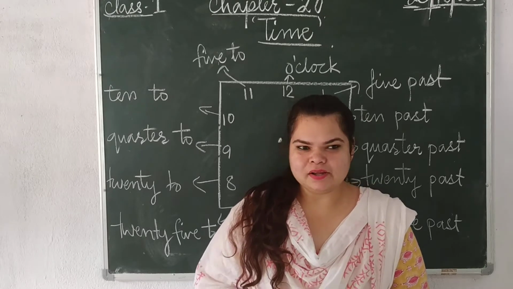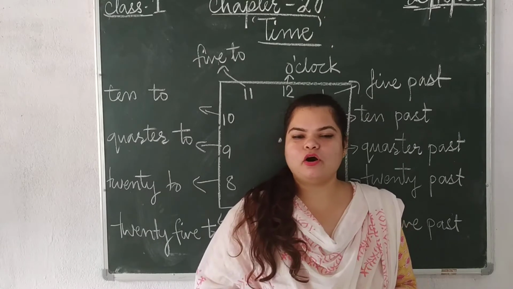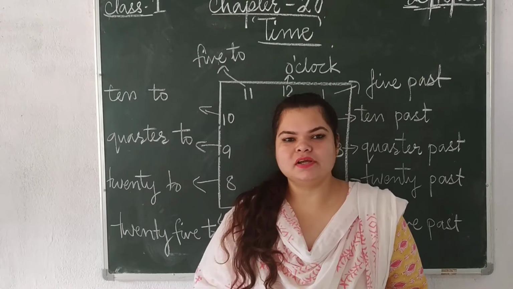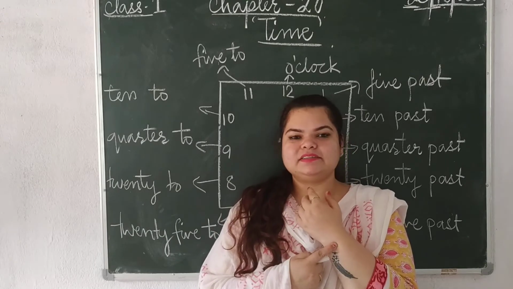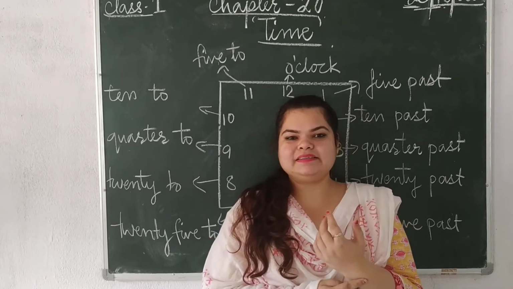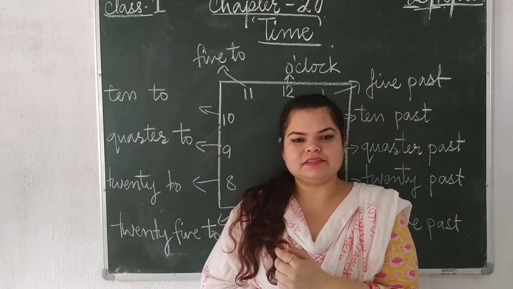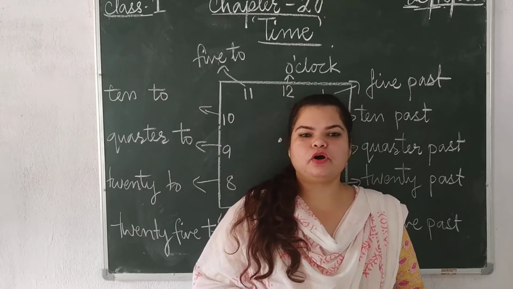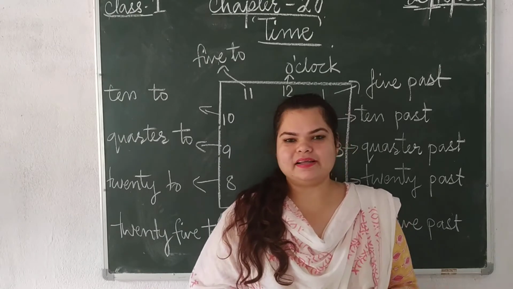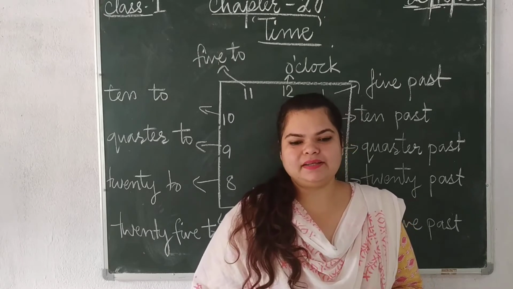But before that, what we should know is the difference between a clock and a watch. So a watch is something we wear on our wrist right here. It tells the time, but it is small and worn on our wrist. A clock is bigger and is usually put on a wall, a table or a desk. Now we are going to learn chapter 20.